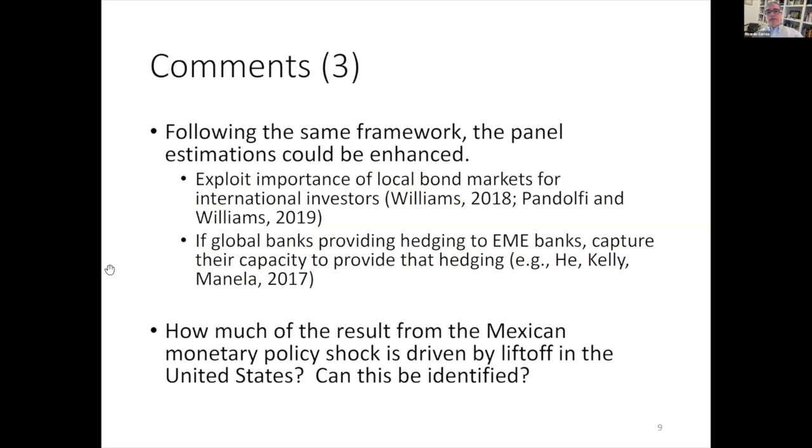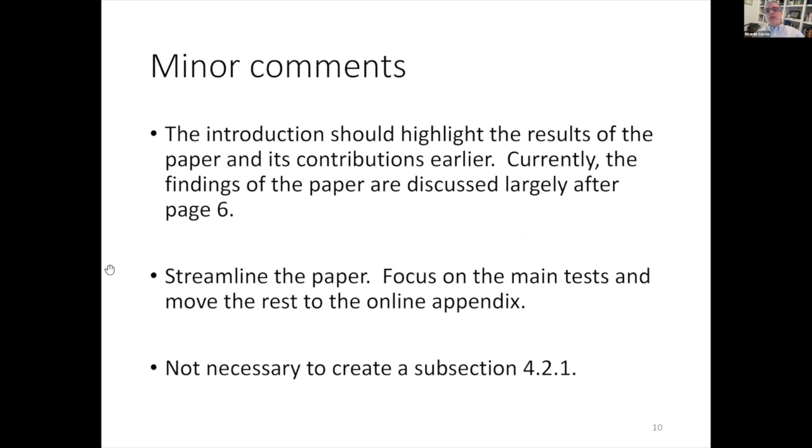At the end, you have this event study looking at the Mexican monetary policy shock. But it was very close to liftoff in the US. So I don't know how well you can identify that. So providing more on that, it feels like an afterthought, that particular analysis. So either provide more flesh to it to try to provide a description of the identification, or just drop it.